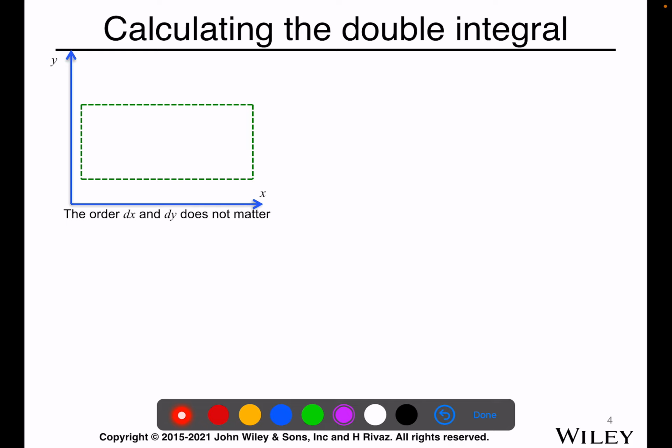So I basically summarized a couple of ways that you have to do the double integral depending on your region where the function is defined or where you want to do the double integral. So if your region is a rectangle like this, the order dx and dy doesn't matter, right? So the question is, for example, calculate f of x and y, right?